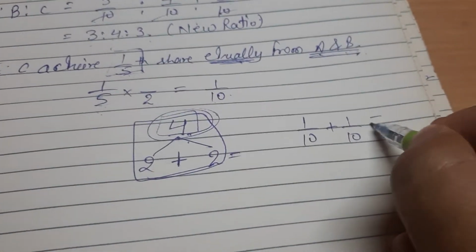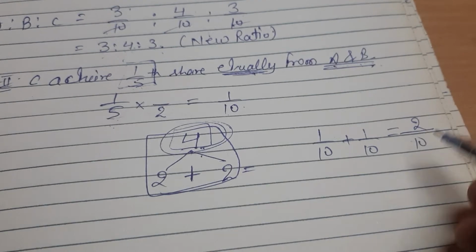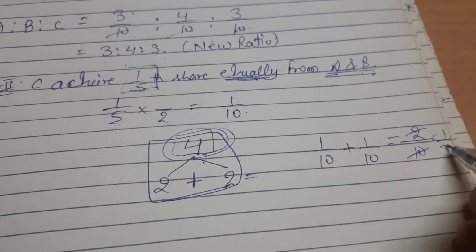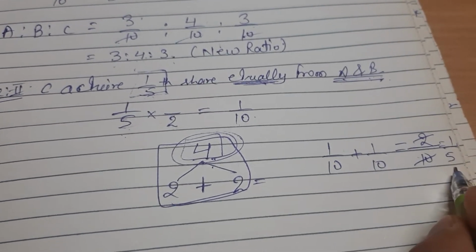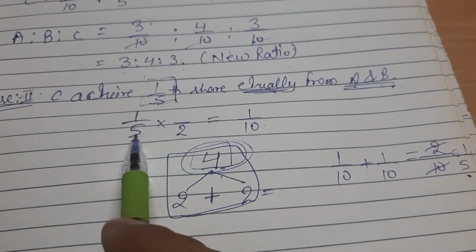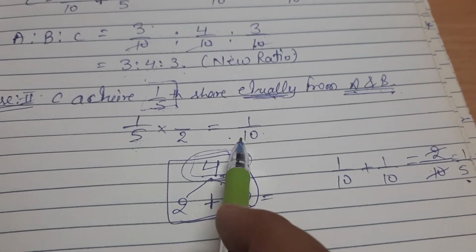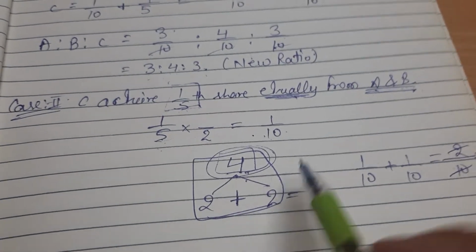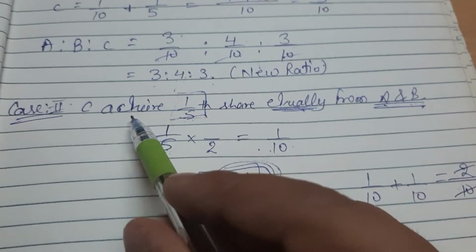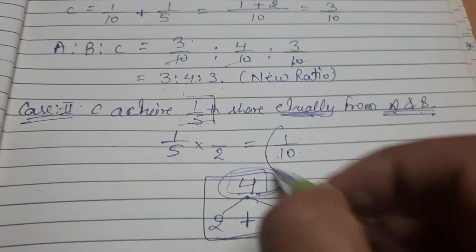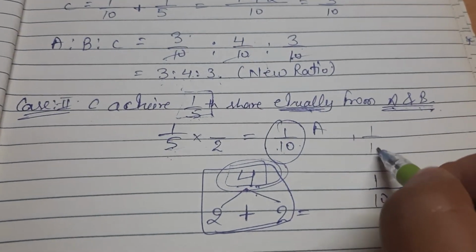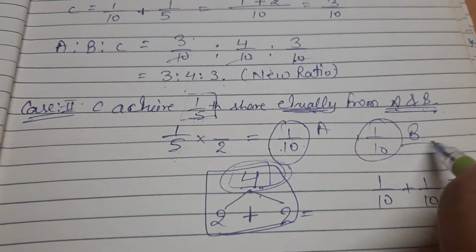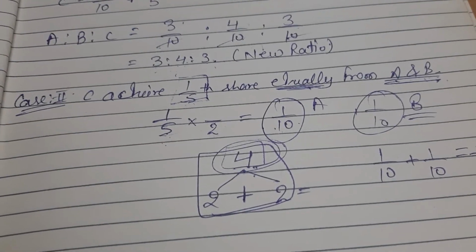I told you that half of 1 by 5 is 1 by 10. When you add them, what will be the total? 2 by 10, and if you simplify 2 by 10, it becomes 1 by 5. It means half of 1 by 5 will be 1 by 10. I already told you this in class 11th also. So it means C is taking 1 by 10 share from A and 1 by 10 share from B. So I hope now you can solve it.